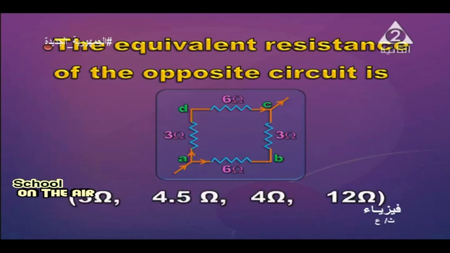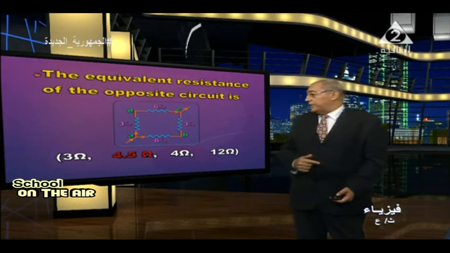Will it be 3, 4.5, 4, or 12? I think it's all easy for you. 9 and 9 connected in parallel, 9 over 2, it is 4.5.